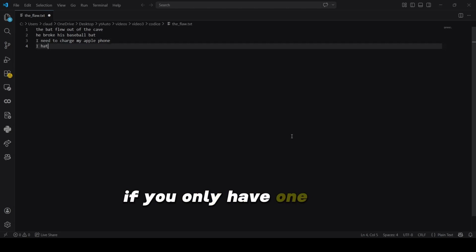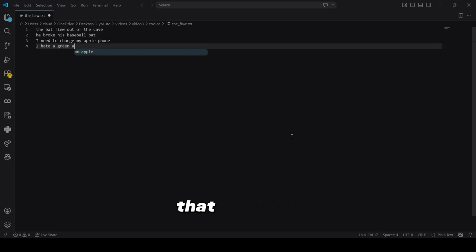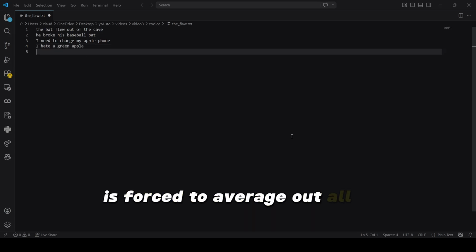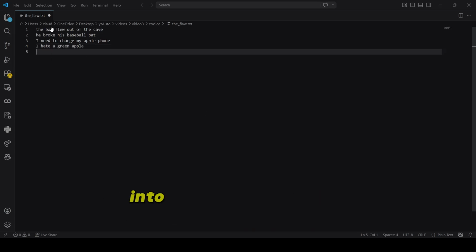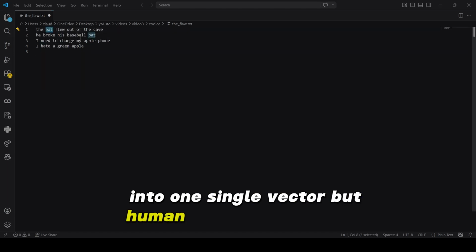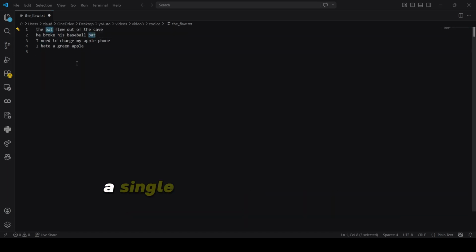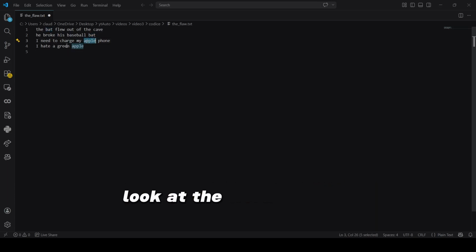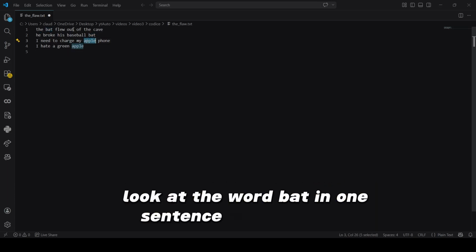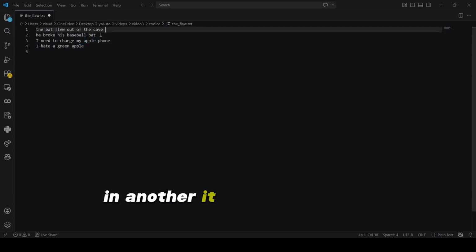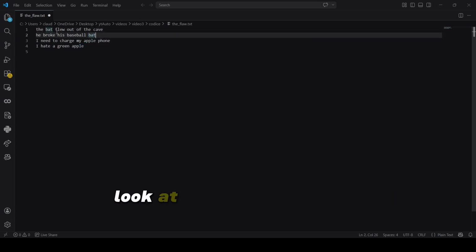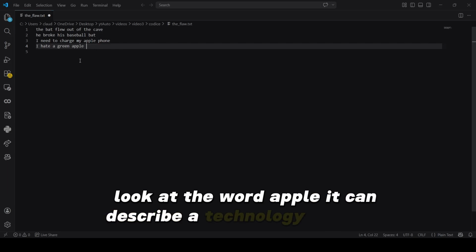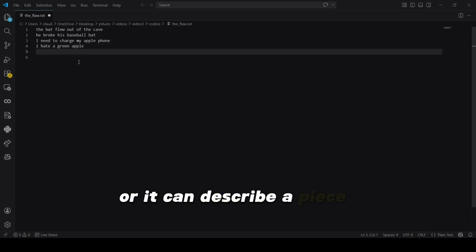Imagine you are analyzing a complex paragraph. If you only have one single attention mechanism, that mechanism is forced to average out all the different types of context into one single vector. But human language is not flat. A single word contains multiple, overlapping dimensions of meaning. Look at the word bat. In one sentence, it is an animal. In another, it is a piece of sports equipment. Look at the word apple. It can describe a technology company, or it can describe a piece of fruit.